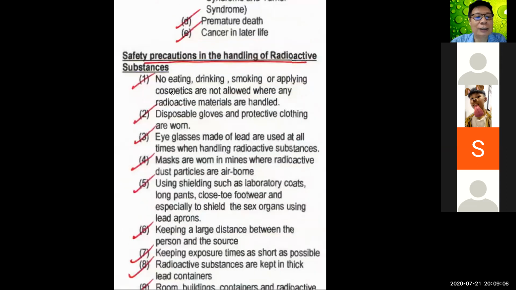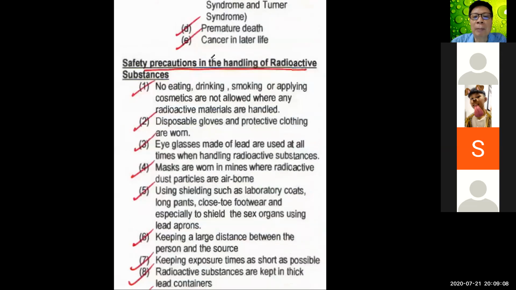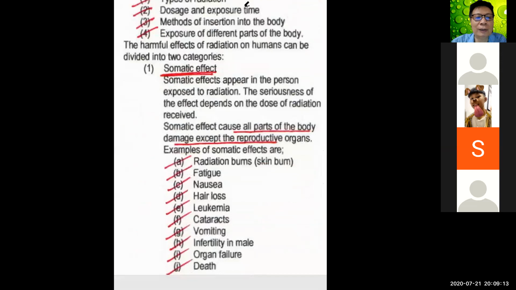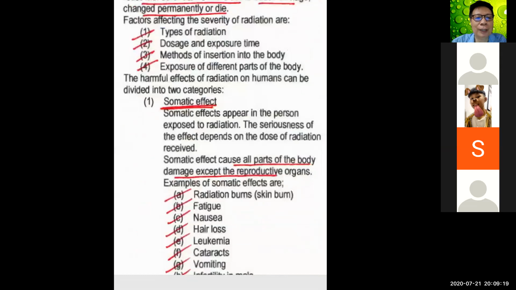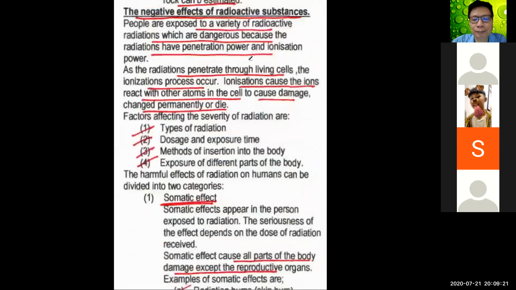Next one, a lot of things to memorize here. No choice, you have to memorize it. Radioactive, a lot. Next one is the negative effect. This one, you need to memorize.